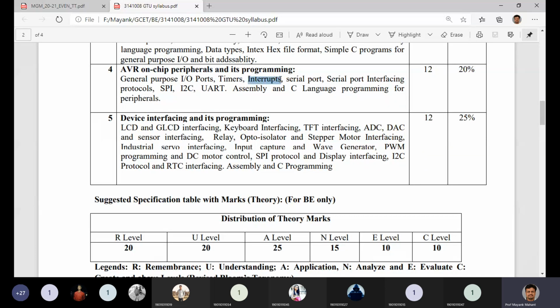It also has serial ports, so all the serial communication, that is SPI, I2C, UART, TWI. All serial communication protocols are supported. SPI is the serial peripheral interface, and I2C is a form of serial communication.